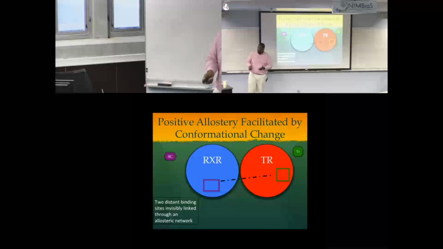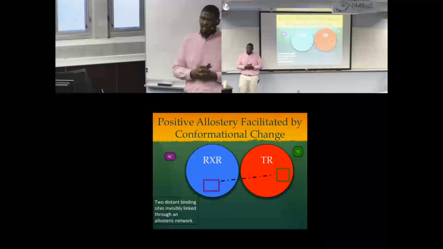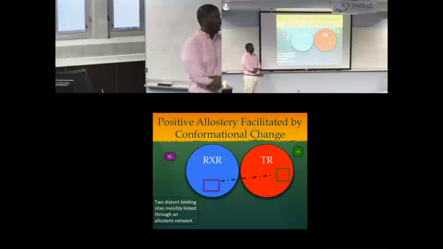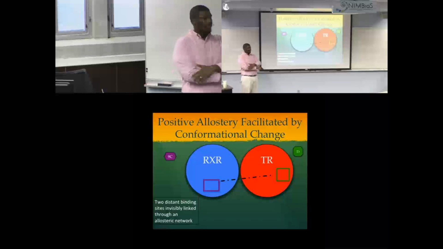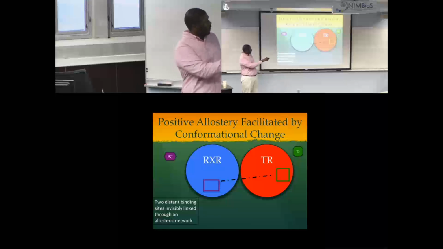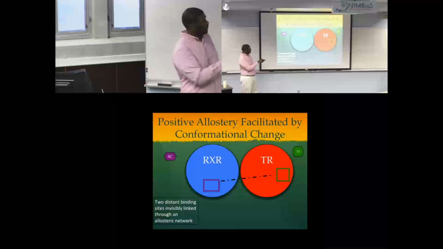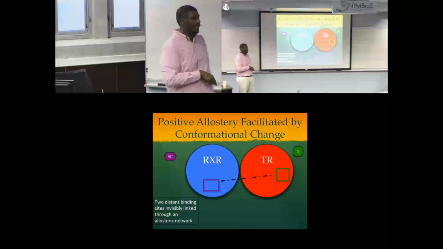Okay, I'm going to explain allostery in the most basic example to try to keep it simple at first. Allosteric basically means, in the context of proteins, you have 2 binding sites. So you see these 2 proteins, RXR and TR. These little boxes here are their binding sites. See, the binding sites are not close together, but they're able to influence each other somehow. So there's this dotted line to represent an invisible link between the 2 binding sites.